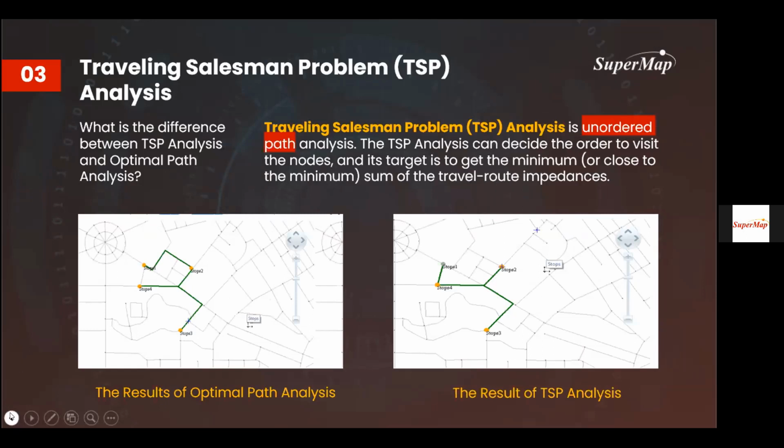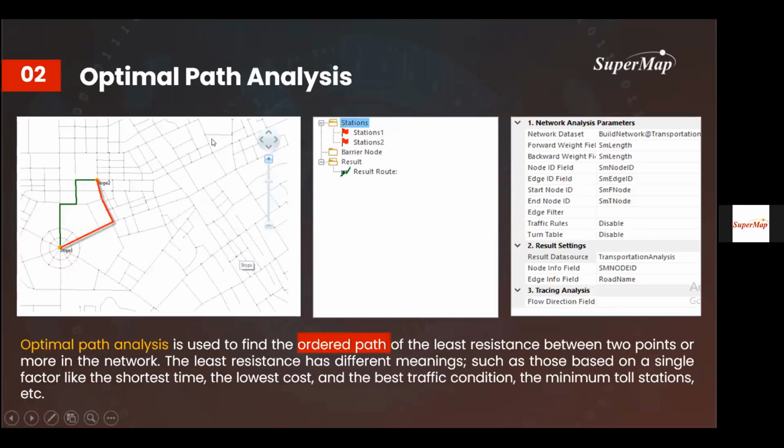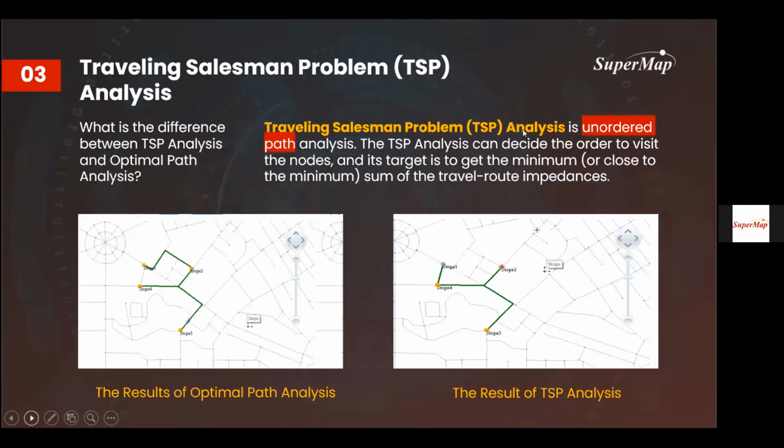So the difference is that in the optimal path analysis, we define the order from station 1 to station 2 to station 3 and so on. While in the traveling salesman problem, it's unordered. So if you define 3 or 4 or more stations, for example, station 1, 2, 3, and 4, the software will give you the order calculated by the software.